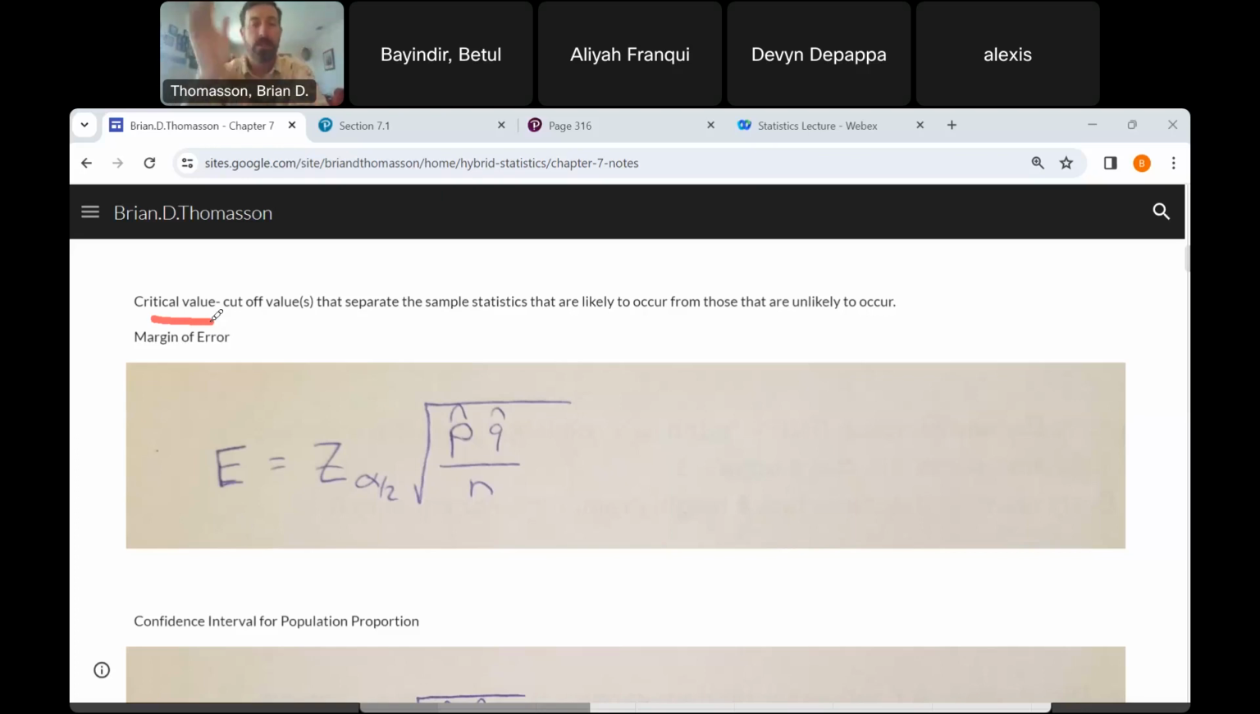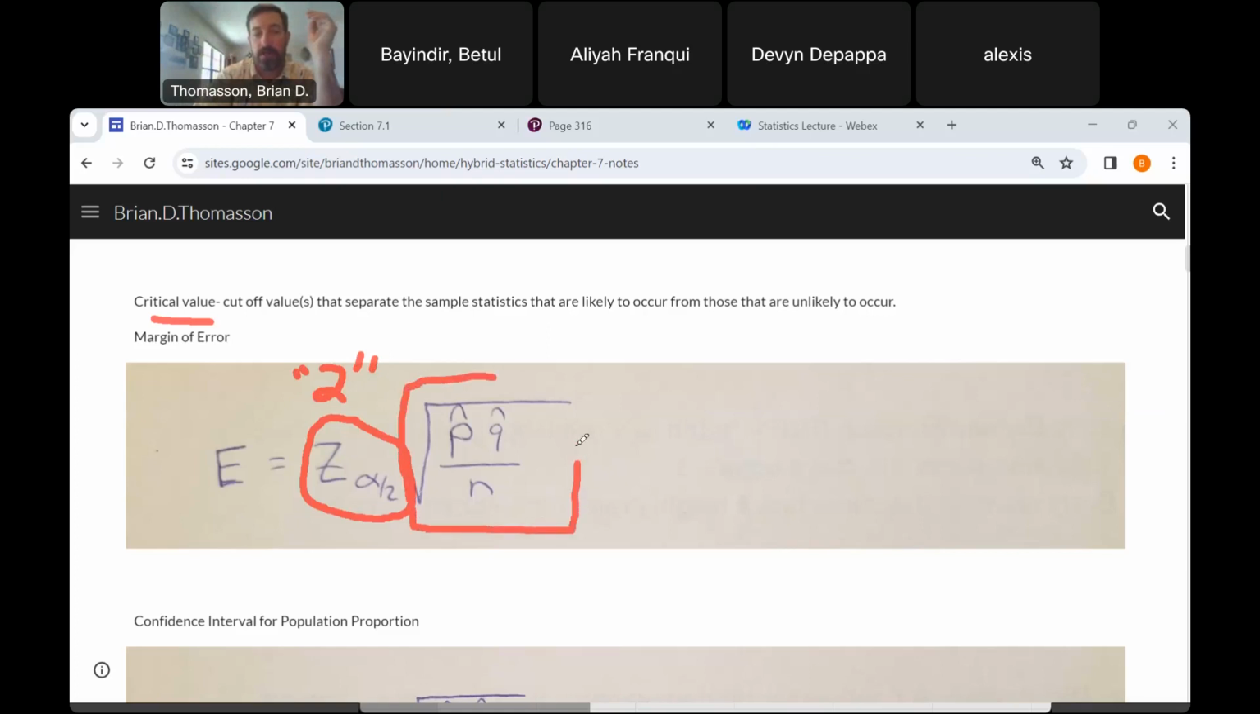Right? So that critical value is this Z alpha over 2. That's our value, for lack of a better term, our value of 2. I want to put that in quotes because that 2 is not exact, it's just approximate. So we're going to go out basically 2 standard errors or 2 standard deviations in either direction. So our margin of error is the 2. And the second part, the square root of p hat q hat over n, is our standard error, which we've been calling standard deviation, but now it's called standard error.